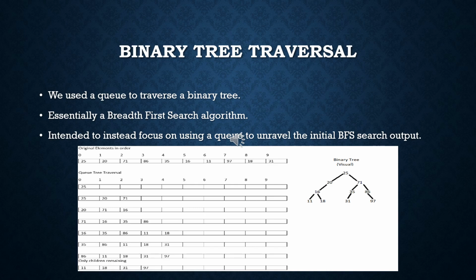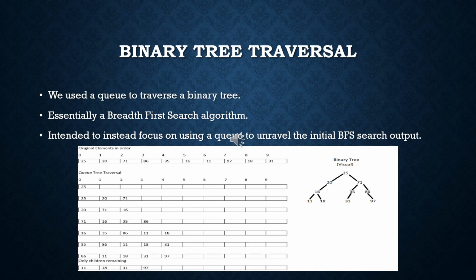Binary tree traversal. Initially, we used a queue to traverse a binary tree. Down below, you can see we have a binary tree with 25 as the root. To the left of that, you can see the queues in the orders that we traversed the tree with. So first you had 25, which was pushed into the queue. And then you pushed both of its children, 20 and 71, and then popped it from the queue.